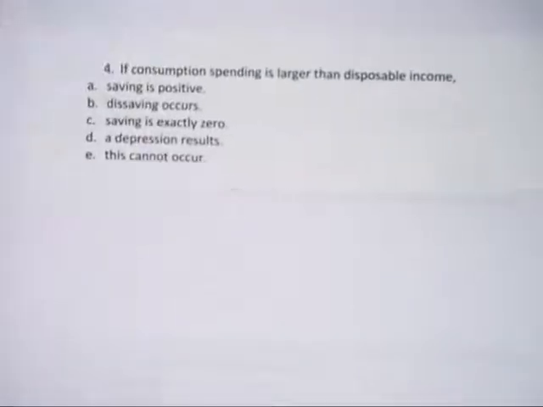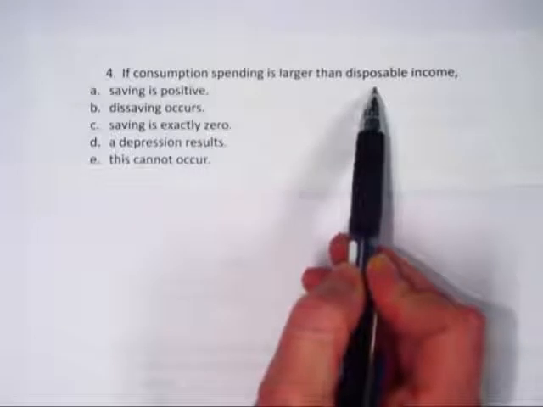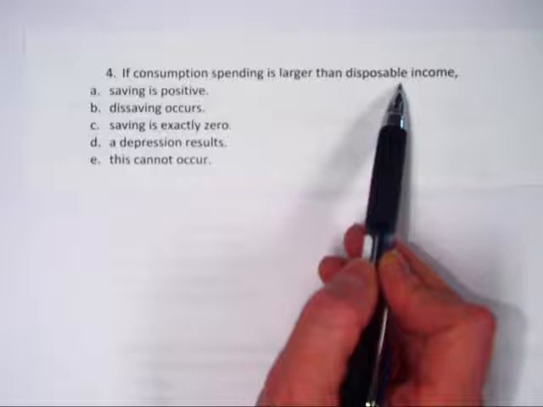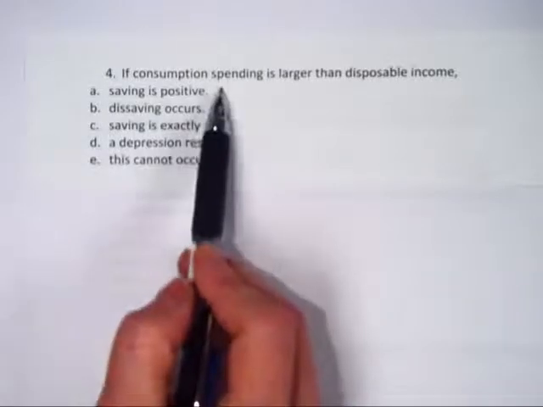Let's just do a couple more questions. If consumption spending is larger than disposable income, what is happening? So we have our disposable income, that is a certain amount, and we have consumption that is greater than that disposable income. When that occurs, we're going to have to do something as consumers in order to pay for this spending. Now, how are we going to do that?